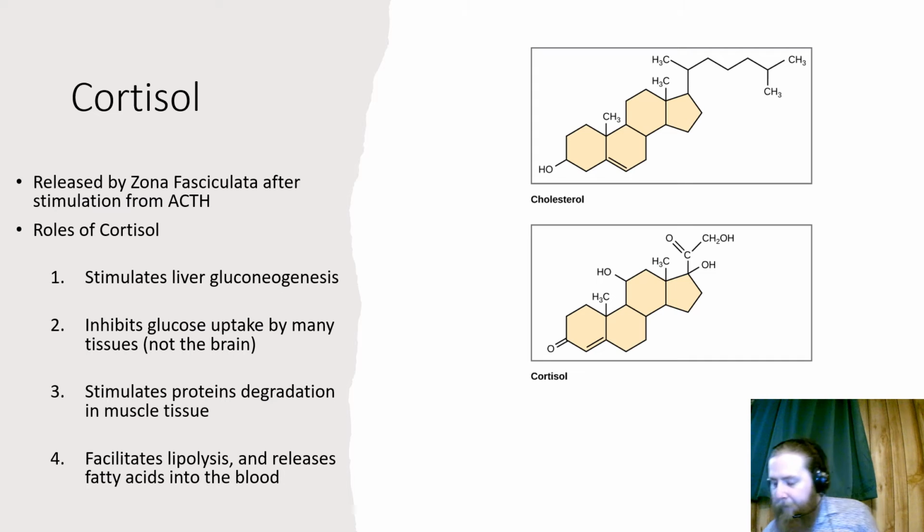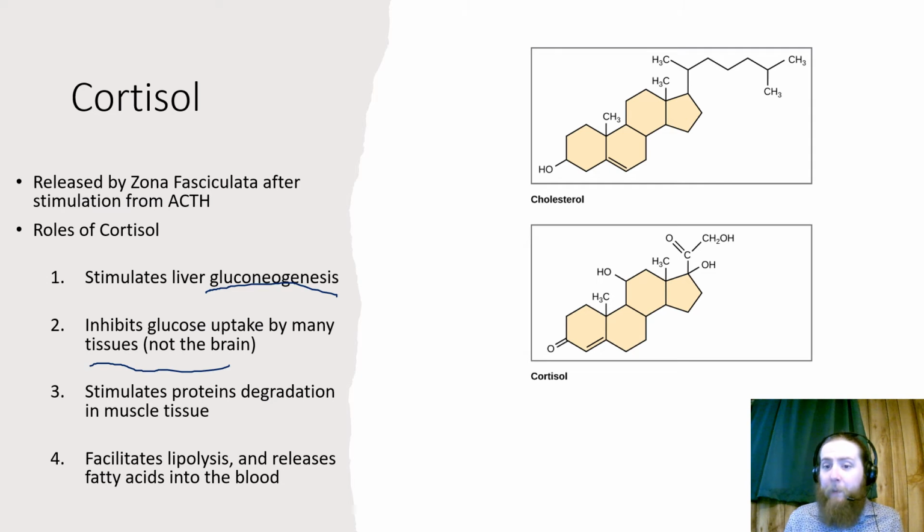Cortisol, on the other hand, is released by the zona vesiculata when it's stimulated by ACTH. And cortisol has four main roles that we're going to talk about. It stimulates liver gluconeogenesis, so the creation of glucose. It inhibits glucose uptake by many tissues, but not the brain.